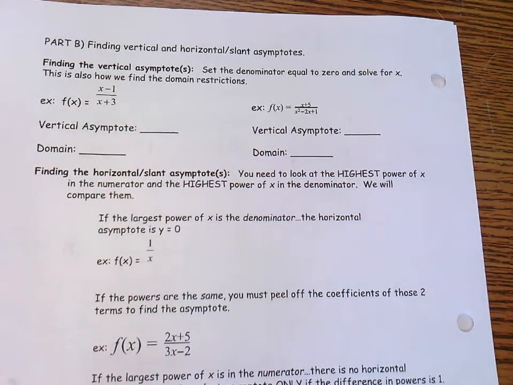All right, so today we're going to look at the 0 to 4 notes, rational functions, but we're going to look at how to find vertical and horizontal and slant asymptotes. So last class you looked at the intercepts. This class we're going to look at the asymptotes. So what line is the graph approaching?